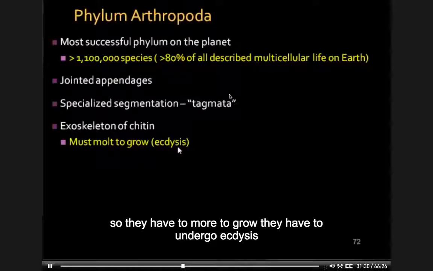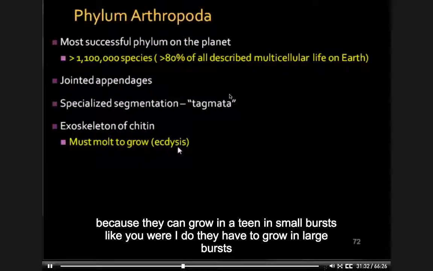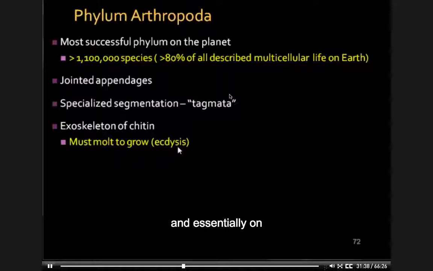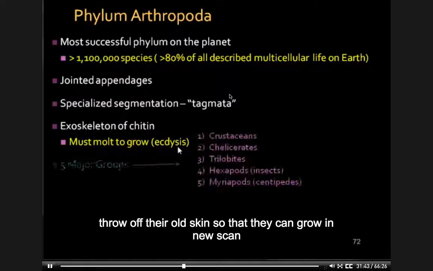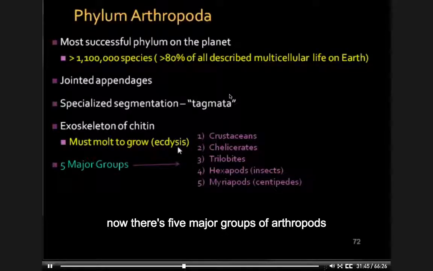So they have to molt to grow. They have to undergo ecdysis because they can't grow in small bursts like you or I do. They have to grow in large bursts and essentially throw off their old skin so that they can grow a new skin.